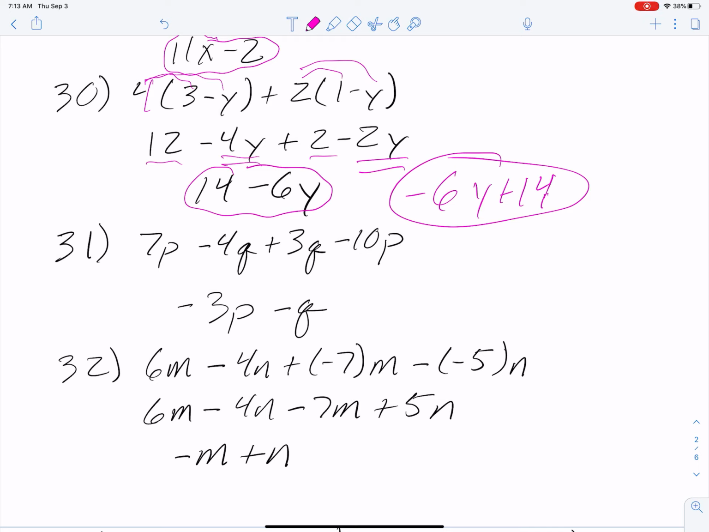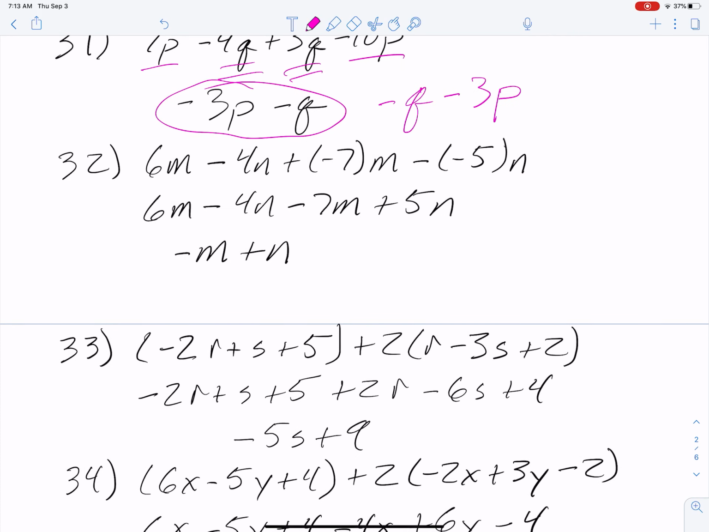31, I don't have any distribution. I just need to combine like terms. Again, whether you take the time to denote which terms are like terms or not, it's up to you. But my 7p minus 10p gets me -3p. My -4q plus 3q gets me -q. And I've got -3p minus q. And again, if you wanted to rewrite with the q in front, that would be totally acceptable as well.